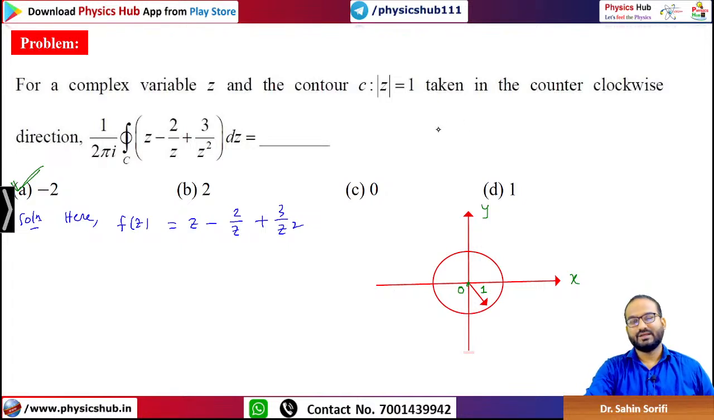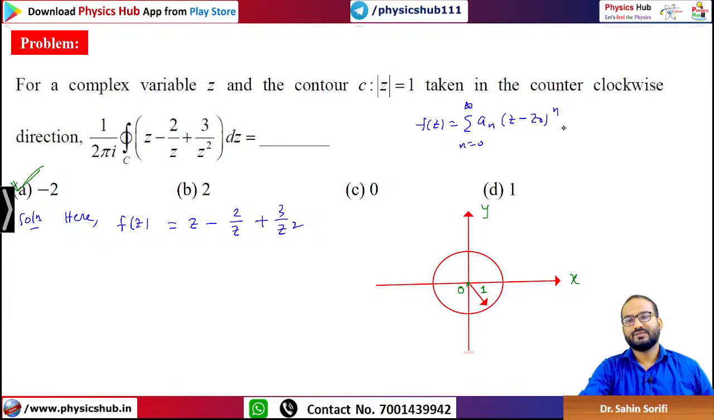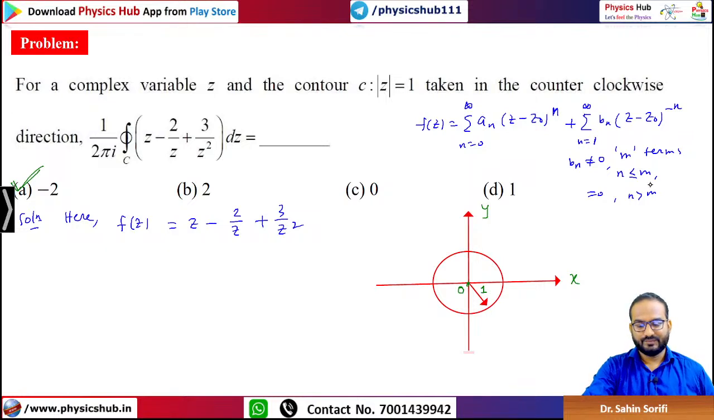In case of non-essential singularity, f of z had the sum of a_n z minus z0 whole to the power n, n from 0 to infinity, then you had the sum of b_n z minus z0 whole to the power minus n, n from 1 to infinity. What did I tell you, that if let us say m number of terms, b_n is not equal to 0 where n is less than or equal to m and equal to 0 for n greater than m, then we called it a pole of order m. So here z equals 0, will it not be a pole of order 2, because the maximum power in the numerator of z is 2?